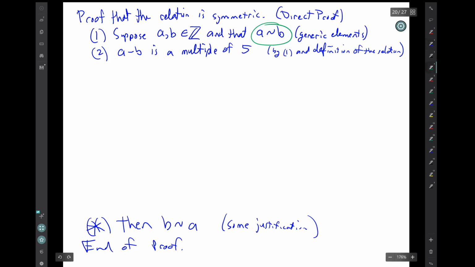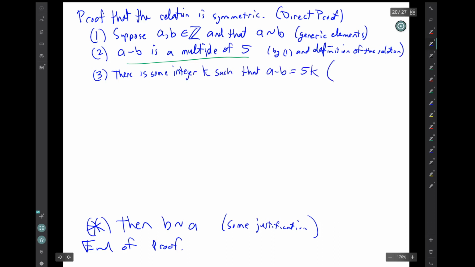Hey, that's also a defined expression. To say that A minus B is a multiple of 5 is a defined expression. We have no choice about what has to come next. So statement 3 is unpacking that defined expression. So the justification for statement 3 is by 2, and the definition of is a multiple of.